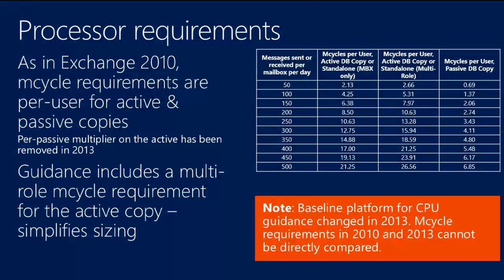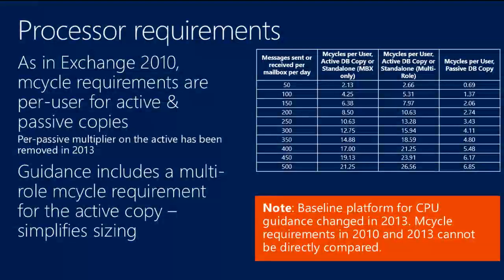So if you were to compare this chart to the one that was published for 2010, you'd probably say, wow, they're pretty similar. Looking at the second column, the megacycles per user for active database copy or standalone, mailbox only, that would have been something like 2, 4, 6, 8, 10, 12, et cetera, for 2010. So not a dramatic increase.